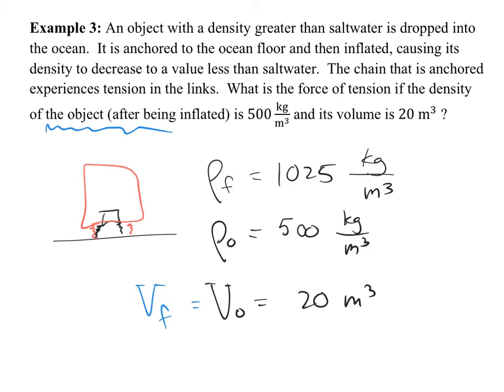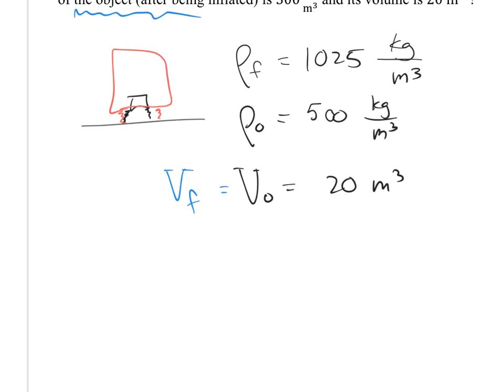Correct, because the volume of the fluid that's risen or been pushed aside comes from the object itself, so they have to be equal to each other. Now, this is the information we're given, yet we're looking for FT. Can somebody help me out with a free body diagram? Here's our object. What always pulls down? Everybody, what always pulls down? FG.